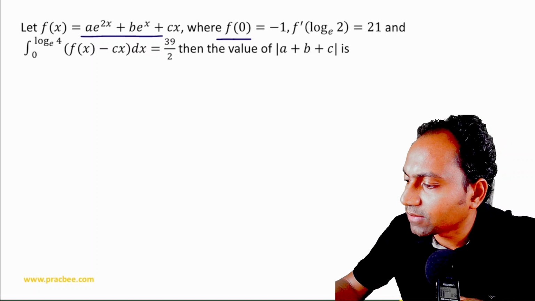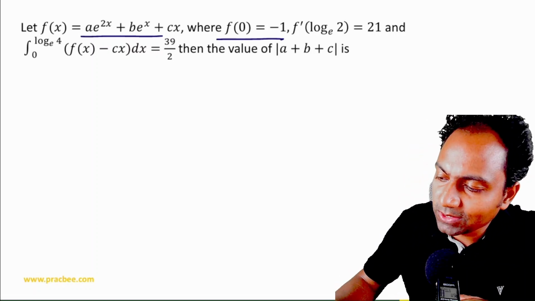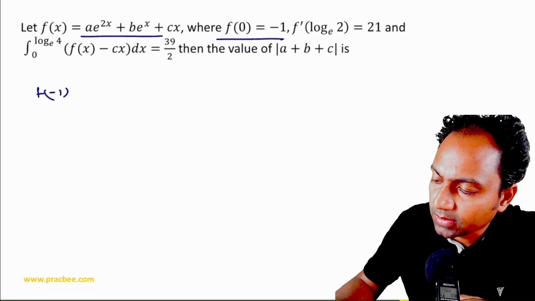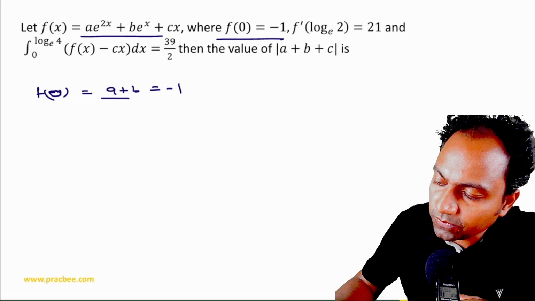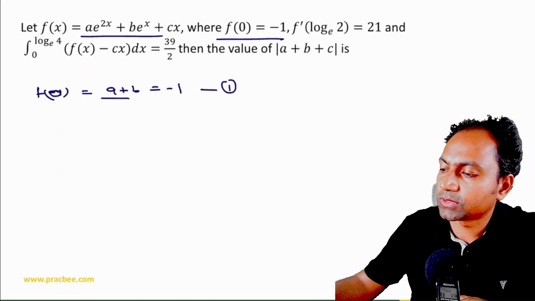What they've also given is f of 0 is equal to minus 1. So if I put minus 1 here, f of 0 here, you can see that this becomes a plus b. And this is given as minus 1. The first condition, this is what they have given to us.